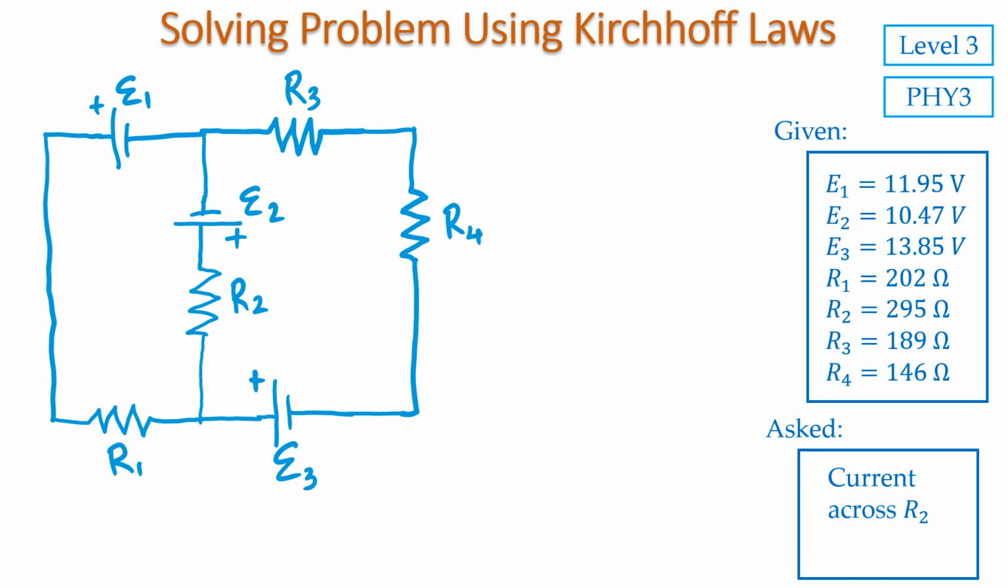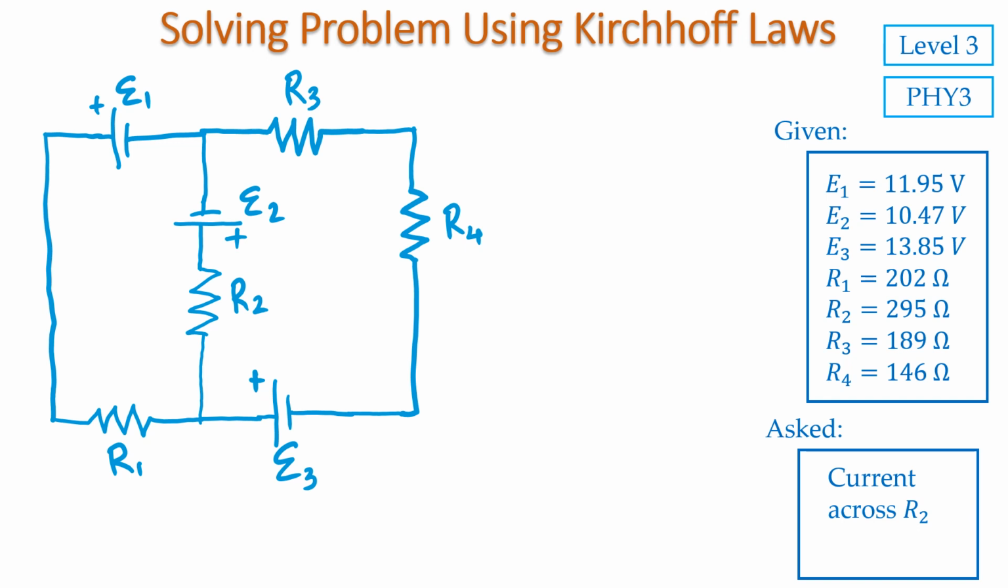In this question, we have the circuit and we are asked to find the current across R2. We are given all the voltages across the batteries and all the resistance values as shown on the right. We will solve the problem using Kirchhoff's laws.